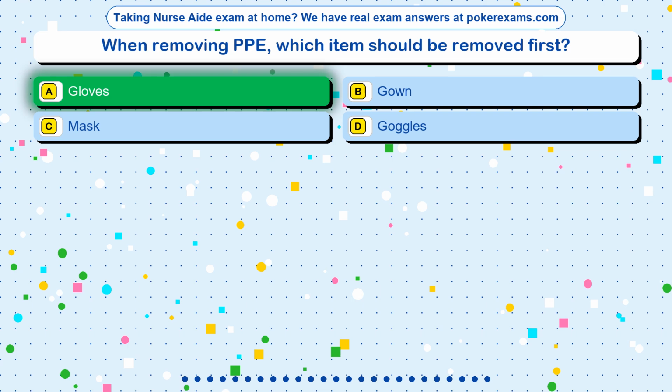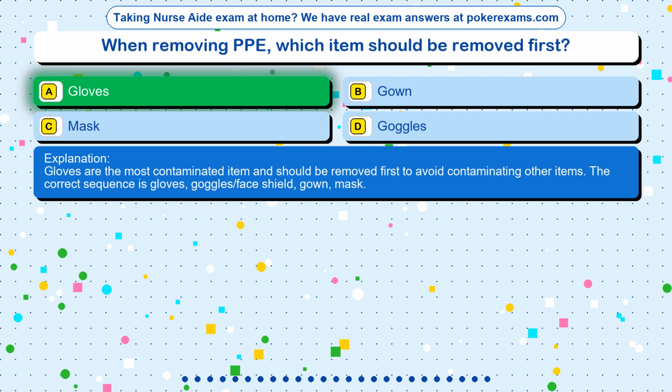The correct answer is option A. Gloves. Gloves are the most contaminated item and should be removed first to avoid contaminating other items. The correct sequence is gloves, goggles/face shield, gown, mask.